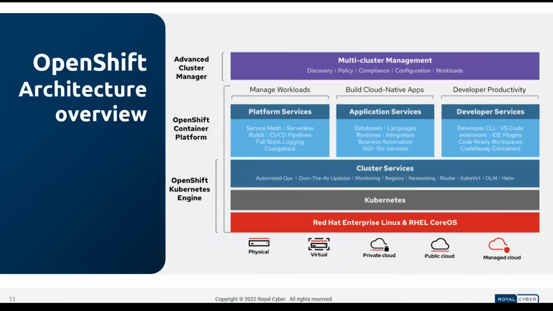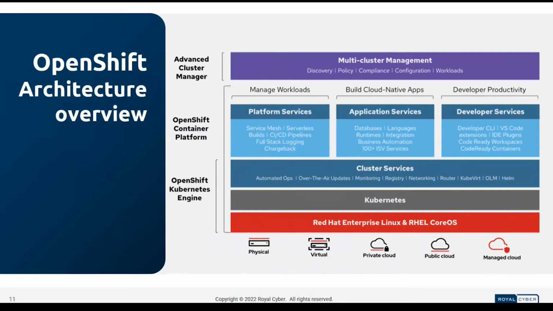OpenShift can be deployed on any physical, virtual, public, or private cloud, or even be deployed as a cloud managed service. It runs on Red Hat Enterprise Linux CoreOS and is built on top of Kubernetes. OpenShift Kubernetes Engine adds cluster services, containing automated operators, logging, monitoring, routers, and an integrated registry.